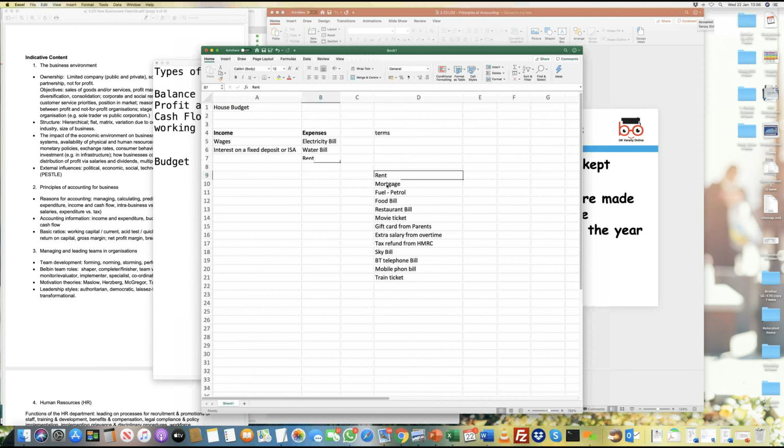So if you get a gift, say you get £50 from your father on your birthday, that will be an income. If you get some extra salary, if you've done overtime, that will be your income.